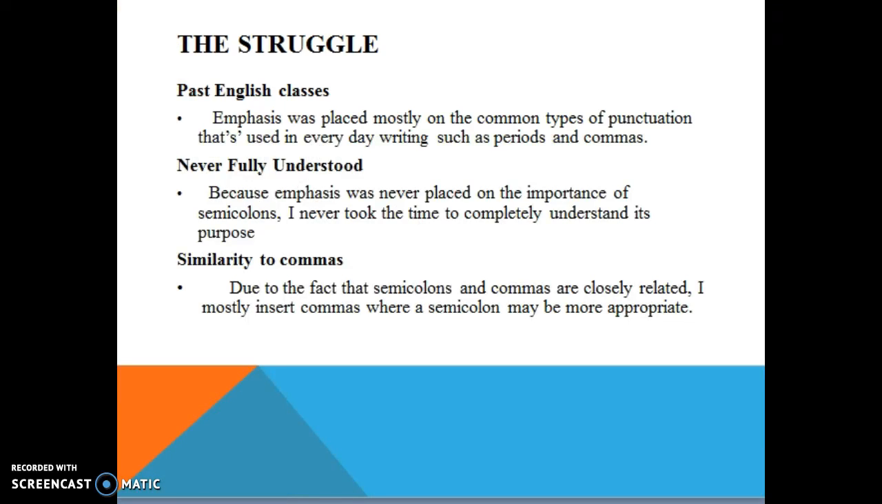My struggle with semicolons dates back to my past English courses. Emphasis was never put on semicolons, and instead was given to the common types of punctuation marks that are frequently used, like commas and periods. Because that emphasis was never placed on semicolons, I never took the time to fully understand and comprehend their function and purpose in writing. Lastly, their similarity to commas always caused me to simply insert a comma, even if a semicolon should have been used instead.